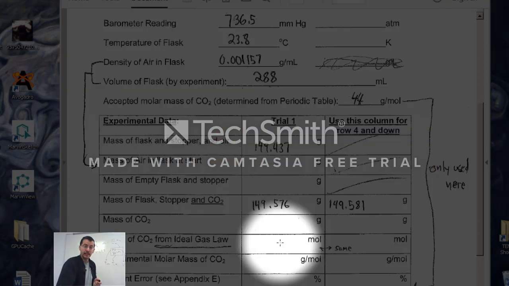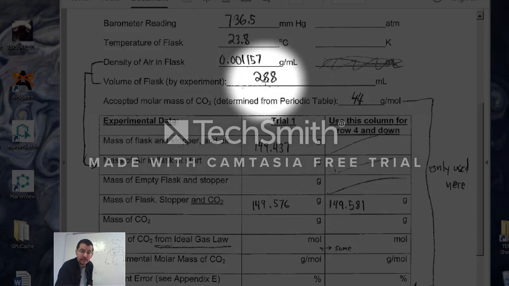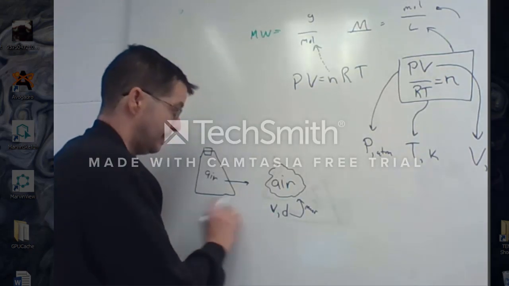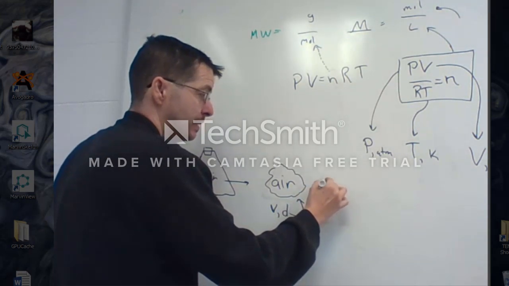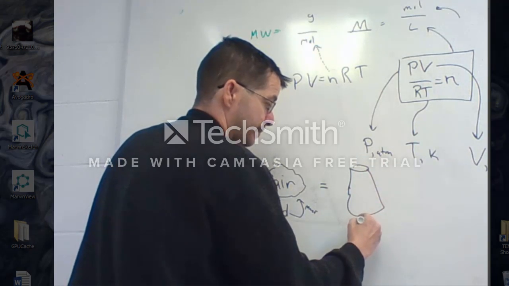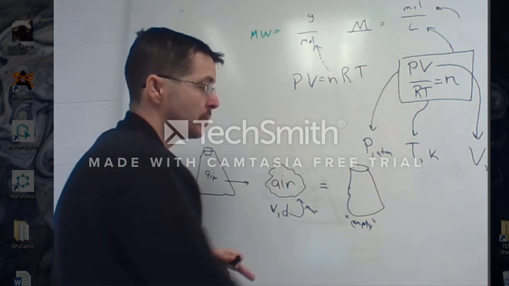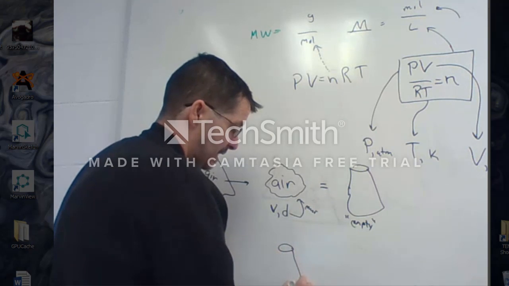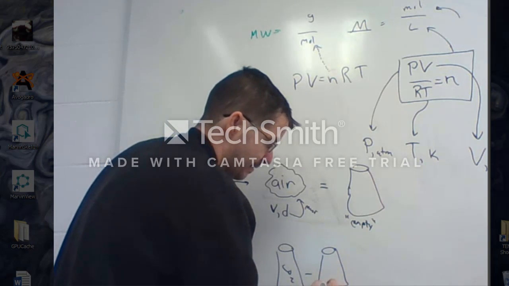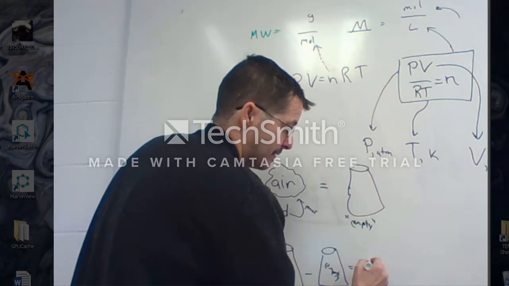And so using the density of air here and the volume here, we can figure out the mass of air. So if we know the original mass and the mass of the air, and we subtract those two out, that will be just the mass of the empty flask. Well, once we know that, if we know the mass with the CO2 minus the mass of the empty flask, then we can figure out what the mass of CO2 is.